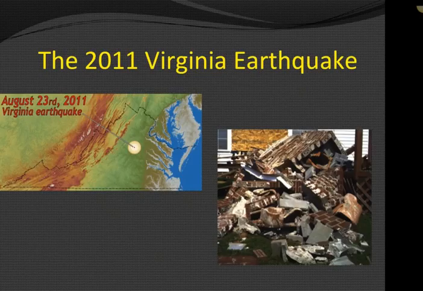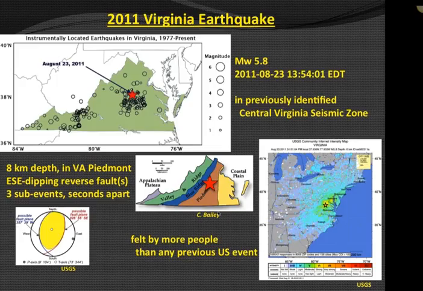So let's start talking about the Virginia earthquake. As you can see in the upper left-hand corner, it occurred in 2011 on August 23rd, a little bit before 2 p.m. local time. It was a magnitude 5.8 earthquake, and it occurred in central Virginia.